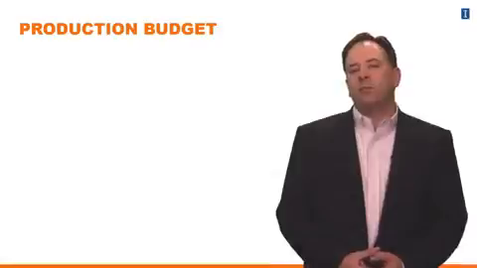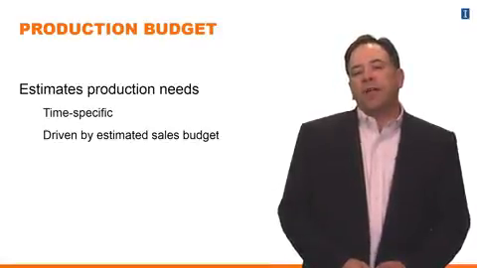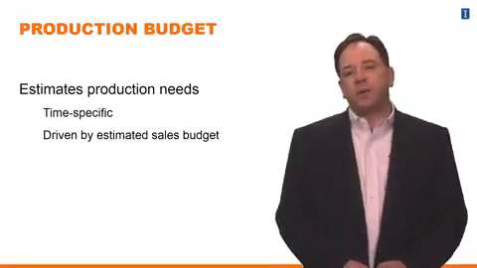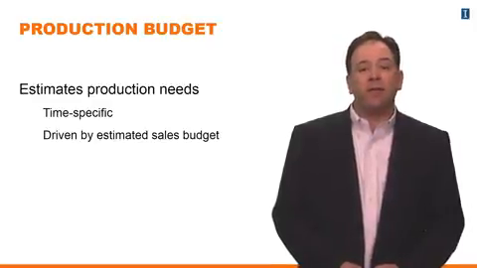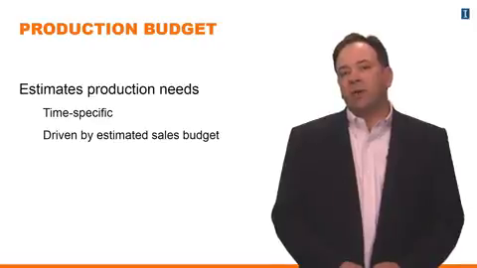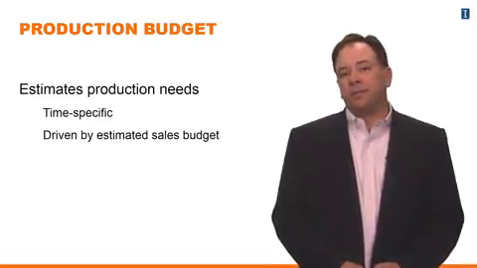Now that we've created the sales budget, let's talk about the production budget. Production budget estimates production needs for a specific time period. Just like the sales budget, it's time specific, so it's created on a quarter, monthly, or annual basis. It's also driven by the estimated sales budget. What we expect to sell as a firm flows into what our production needs are.